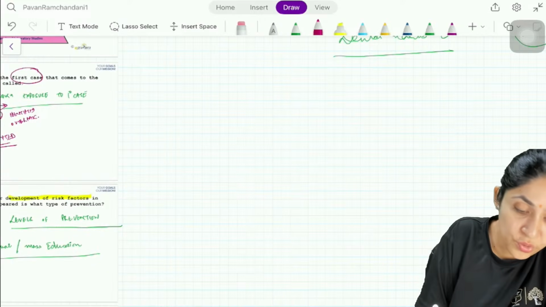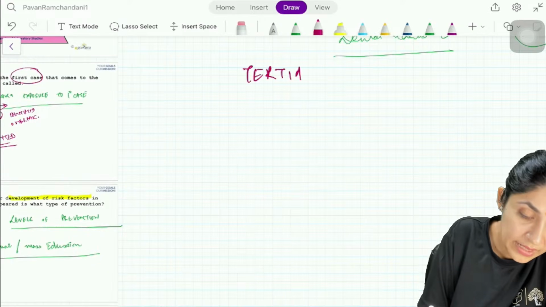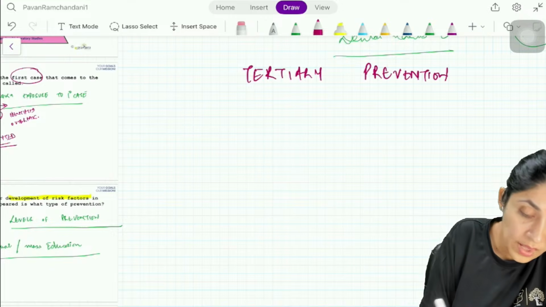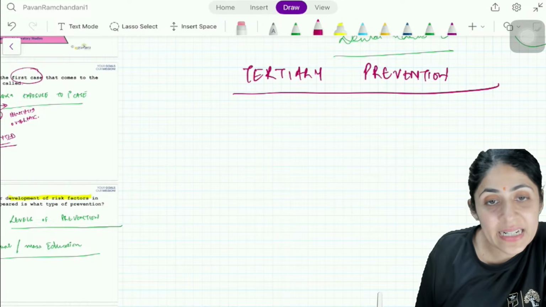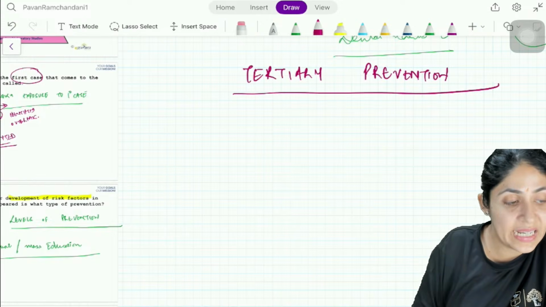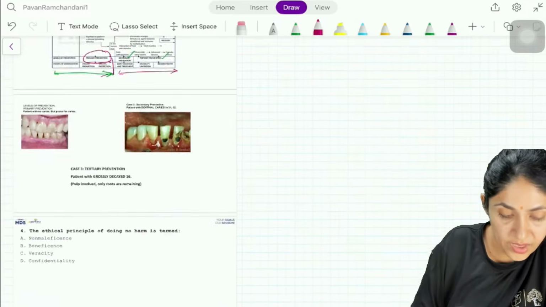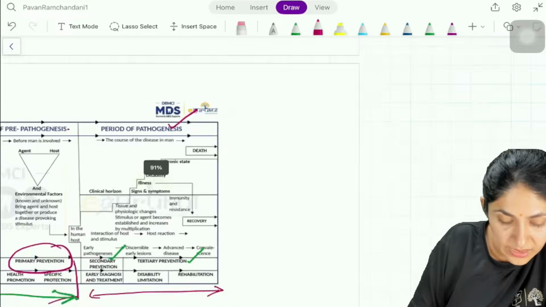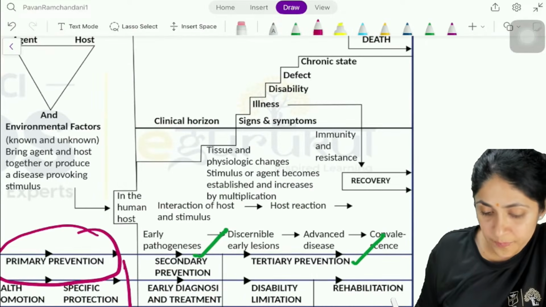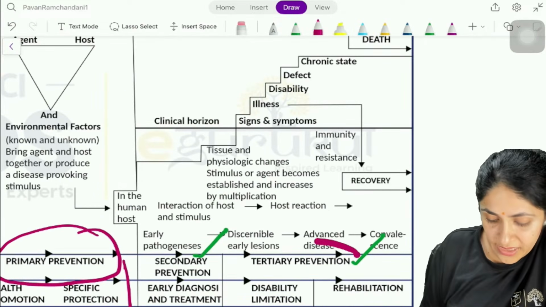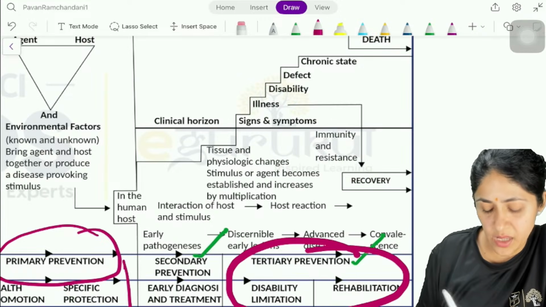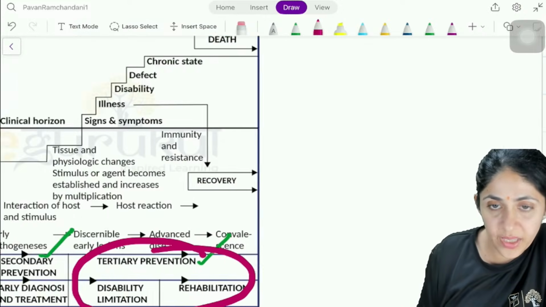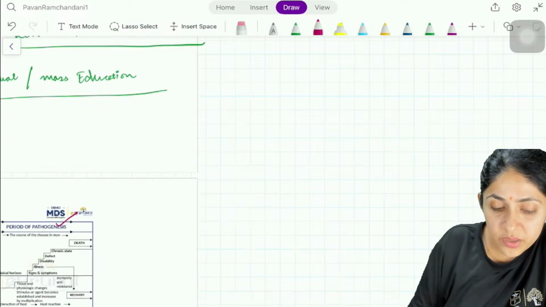Coming to what do you understand by tertiary prevention? Tertiary prevention is that you do the intervention in the late pathogenesis phase. What is the late pathogenesis phase? This is the late pathogenesis phase. So you do an intervention in the late pathogenesis phase. You limit the disability that it will cause and you will rehabilitate. So basically, what is tertiary prevention?